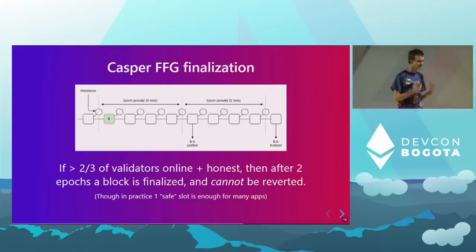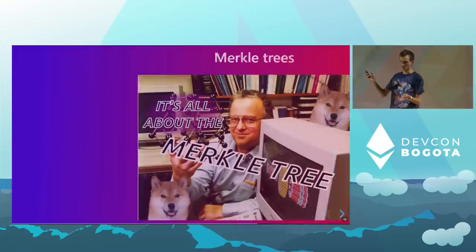But in practice, waiting for the Casper FFG finality is more a thing for high-value use cases. If you are just making a very simple application that's not doing anything super high value, then generally one of what we call a safe slot is enough for most applications, right? So if you have one slot where during that slot the proposer acts correctly and you get lots of attestations, then that's generally enough to be secure.